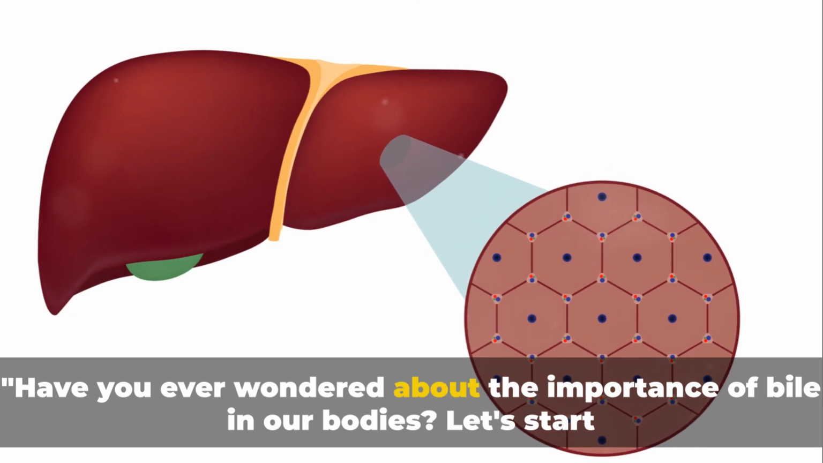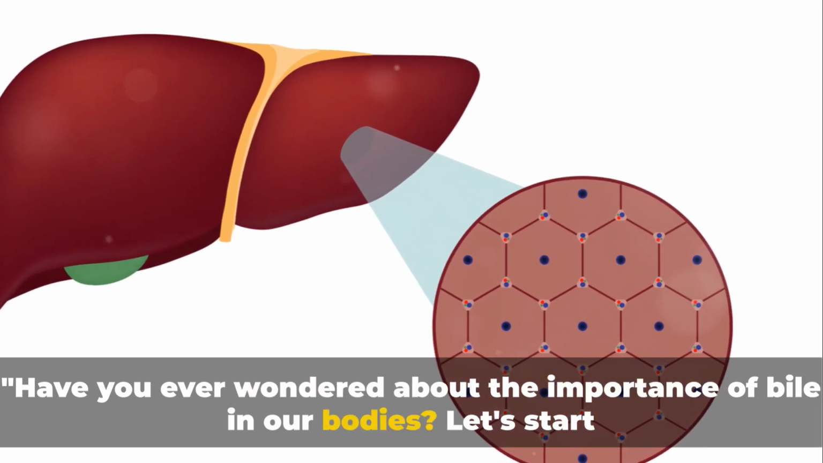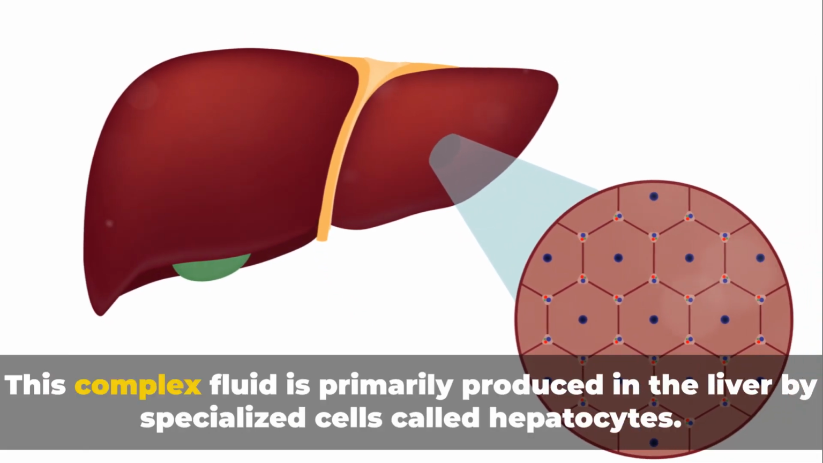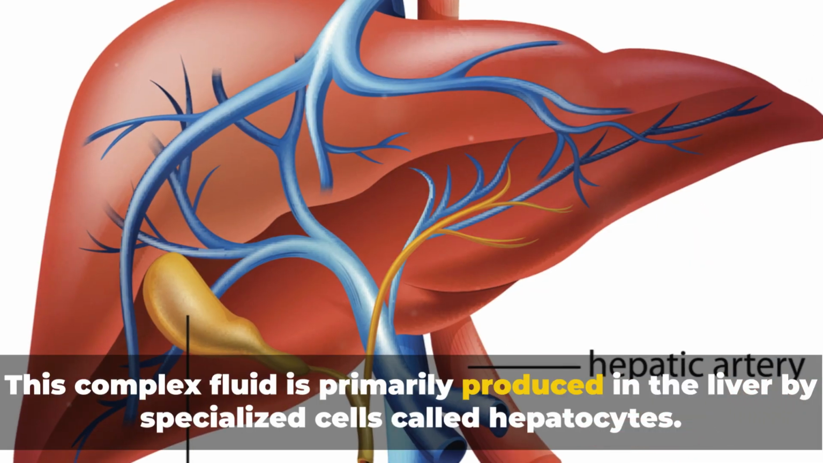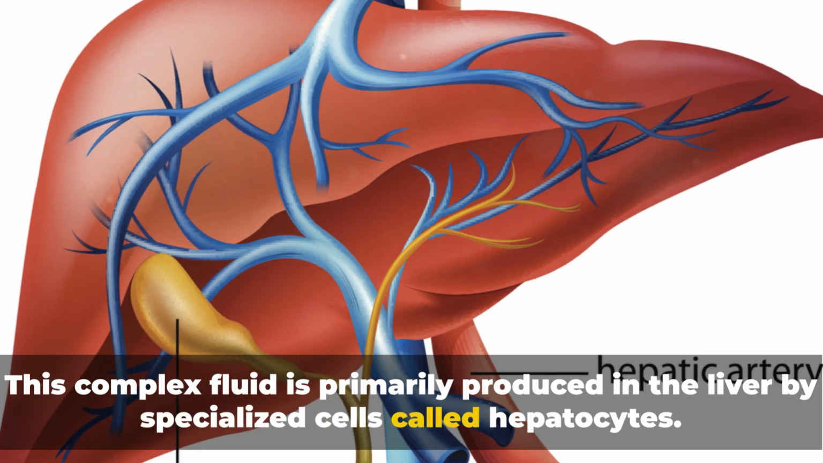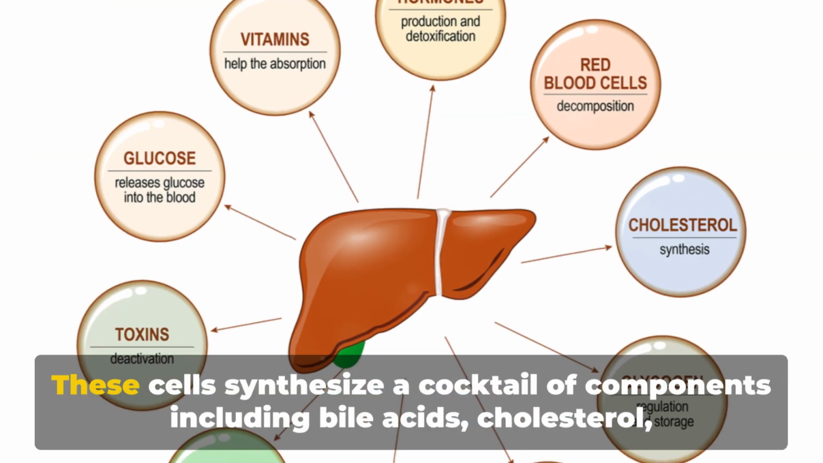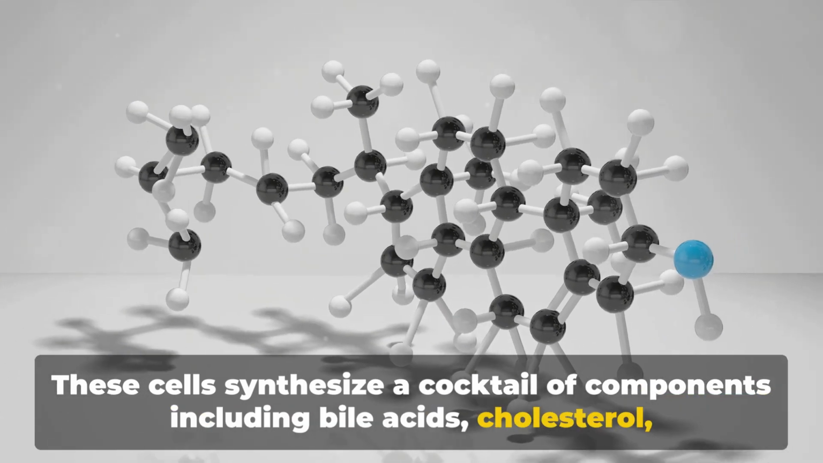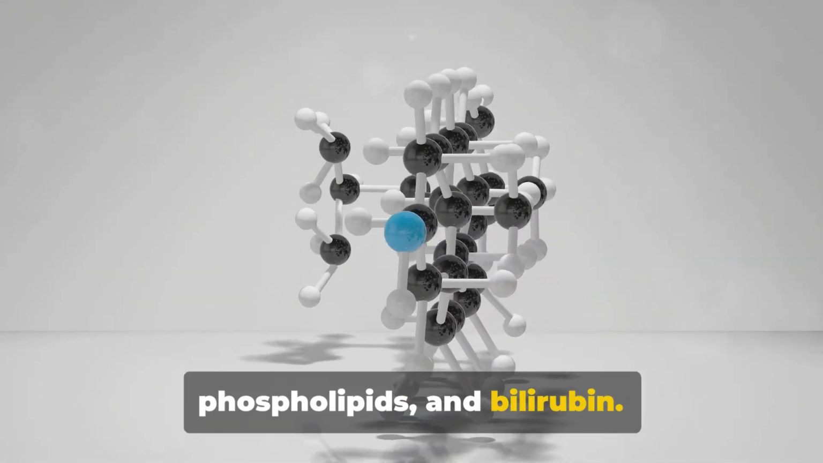Have you ever wondered about the importance of bile in our bodies? Let's start with the anatomy of bile production. This complex fluid is primarily produced in the liver by specialized cells called hepatocytes. These cells synthesize a cocktail of components including bile acids, cholesterol, phospholipids, and bilirubin.